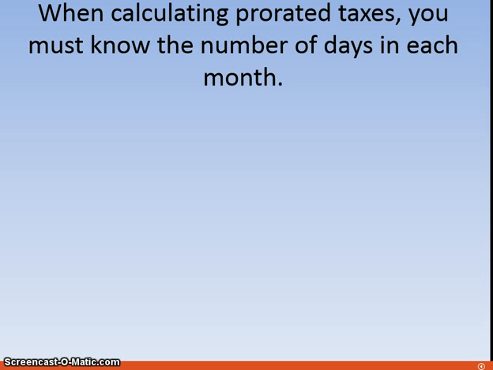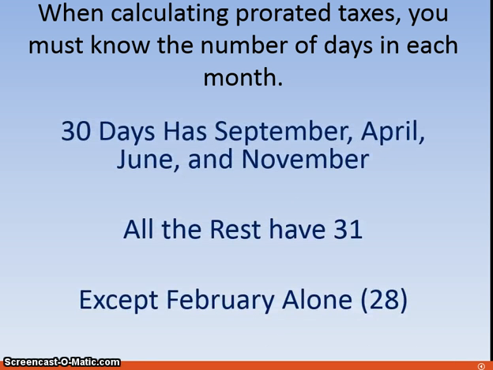When calculating prorated taxes, you must know the number of days in each month. If you don't know how many days are in each month, this process is impossible. So what I've given you here is a poem to help you remember the days. This will be a bonus on your next test. 30 days has September, April, June, and November. Those are the only 4 months with 30 days. All the rest have 31 except February alone. It has 28.